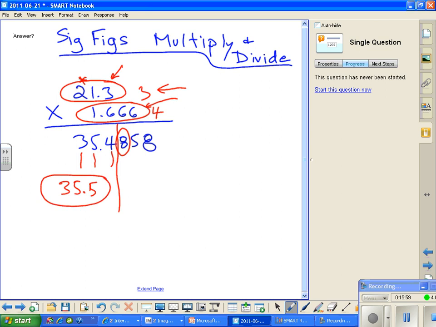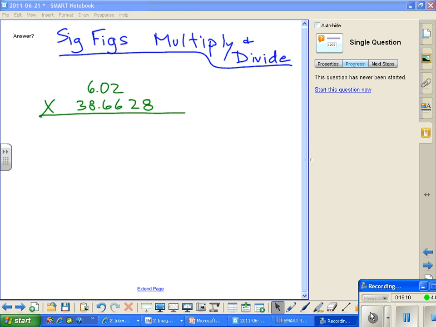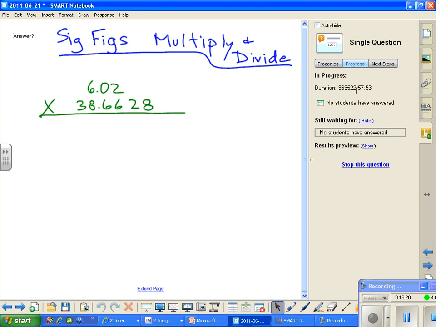And that is our final number. Any other questions? Okay, you ready to try one on your own? Okay, let's give it a shot. Here's your new problem. Go ahead and multiply that out, and let's see what we get in our final number at the end. I want a final number. I don't want how many sig figs. I want a final number with the right number of sig figs.